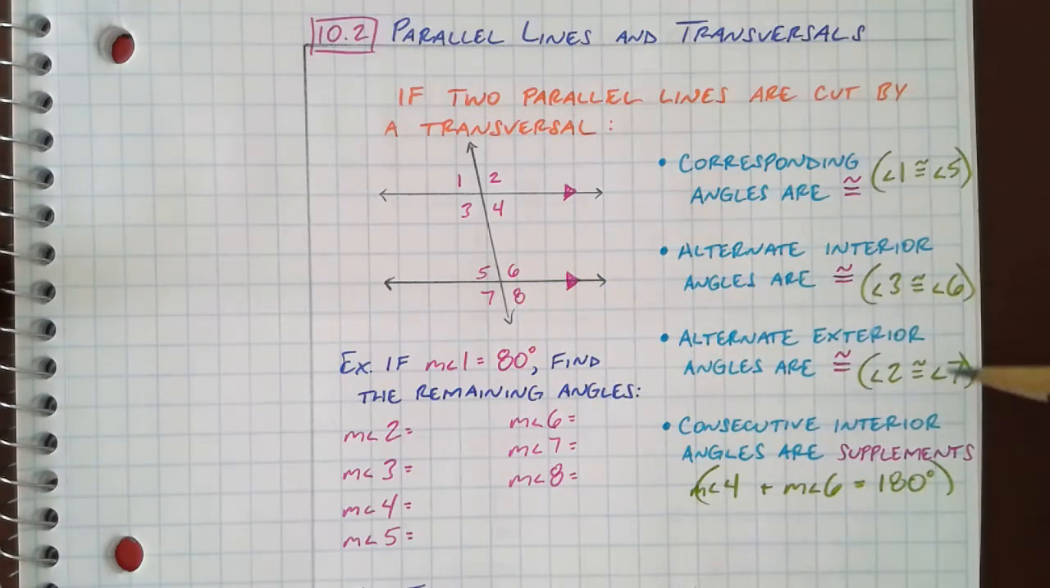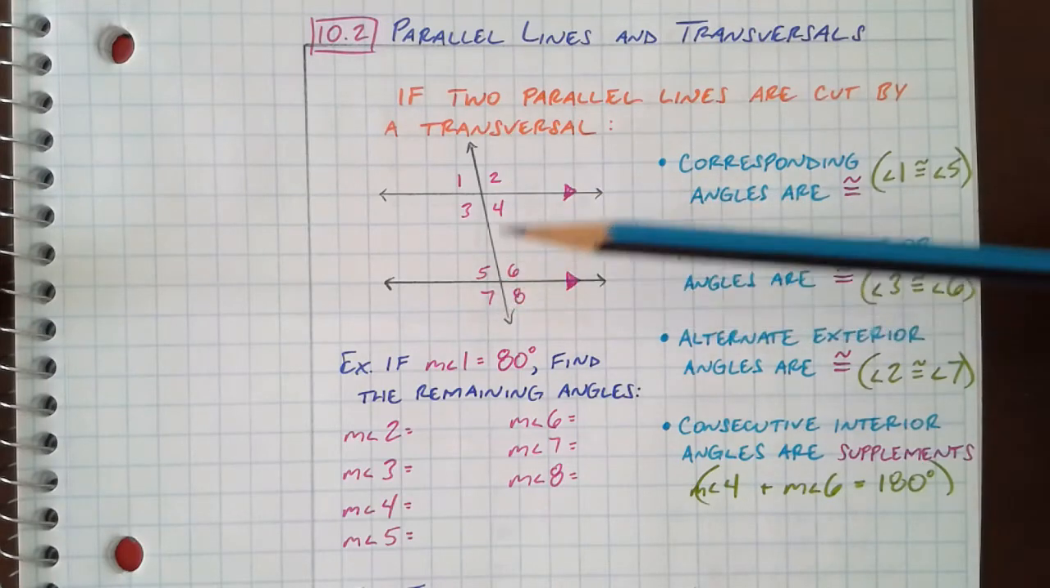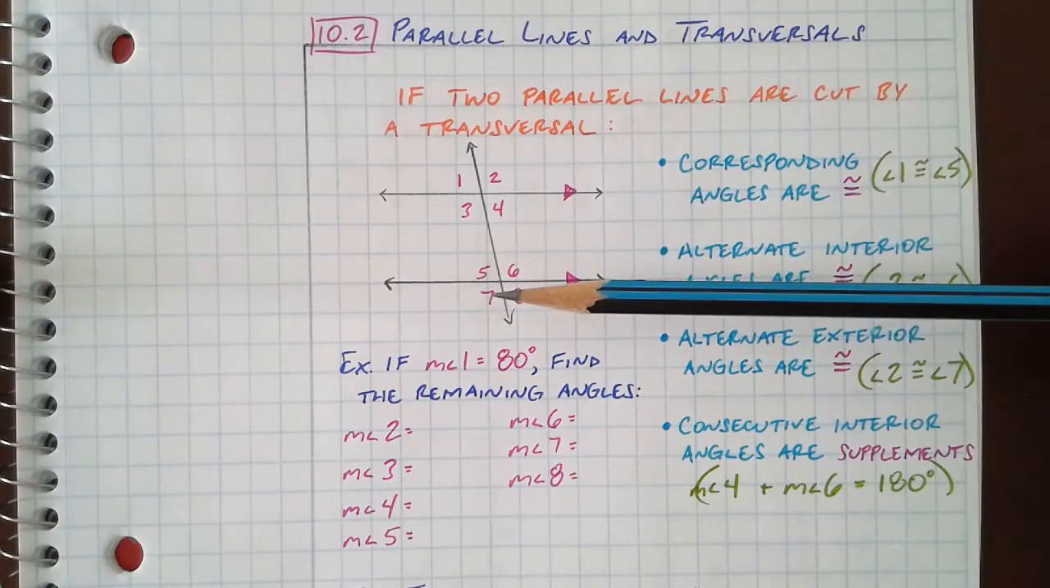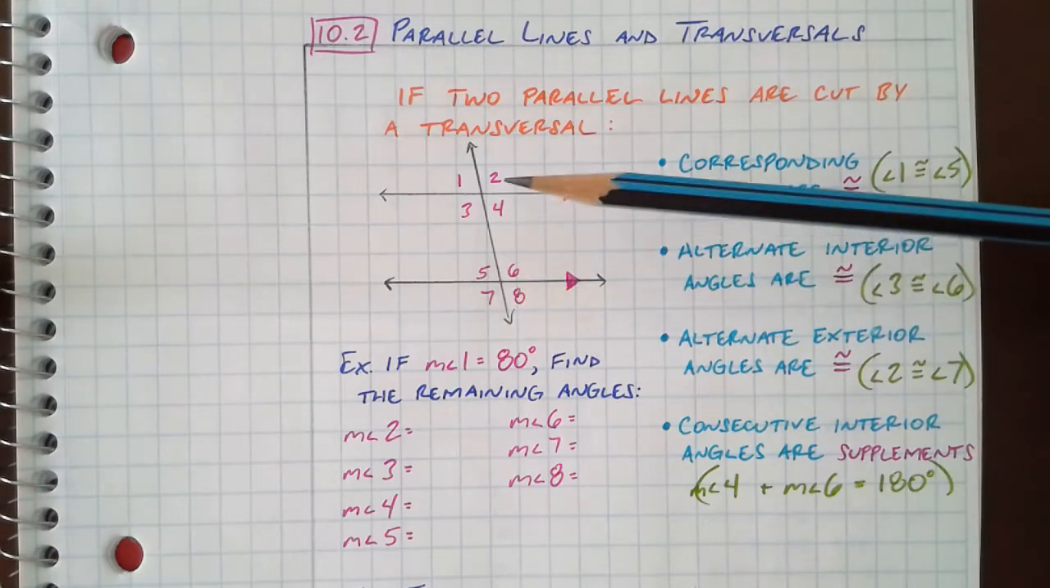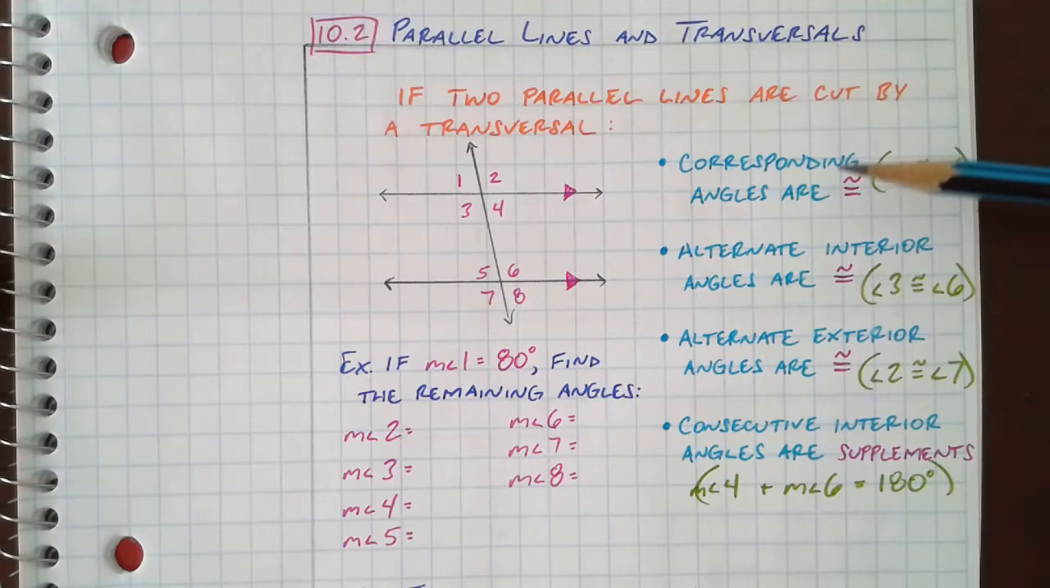All right, next up, alternate exterior. Alternate exterior means diagonal outside. So for instance, 2 and 7 are alternate exterior angles. And much like the first two, they will also be congruent to each other. So whatever angle 2 measures, angle 7 has to be the same. These tend to be the ones that students are able to latch onto very easily because they're all congruencies. Okay, you just have to make sure that you associate the correct angles with each other.